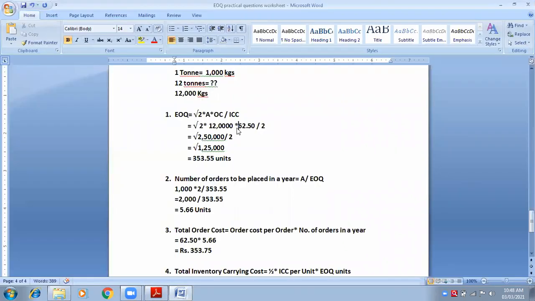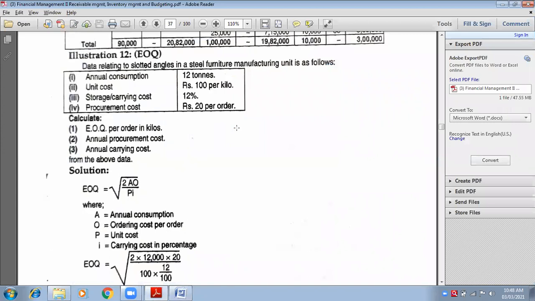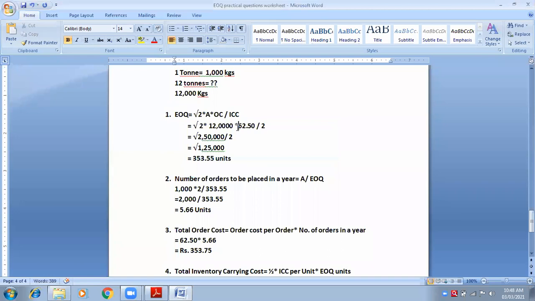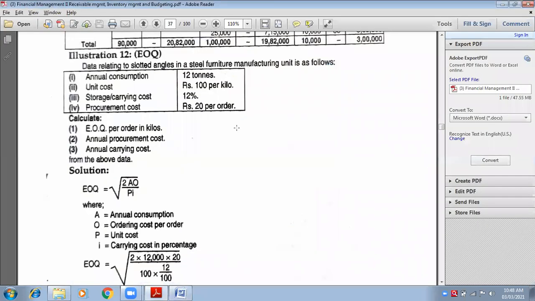What is ordering cost per order? 20. Procurement cost per order means ordering cost per order. So 20. Okay. Whole divided by ICC.